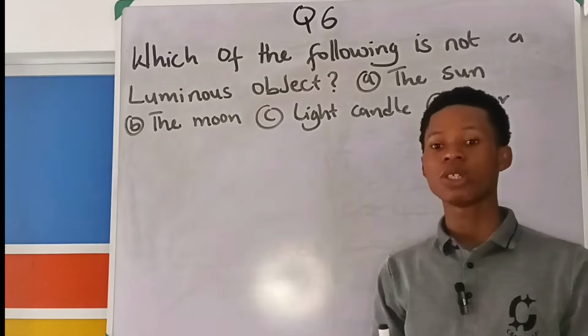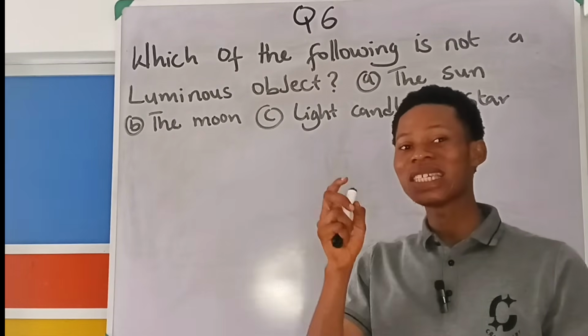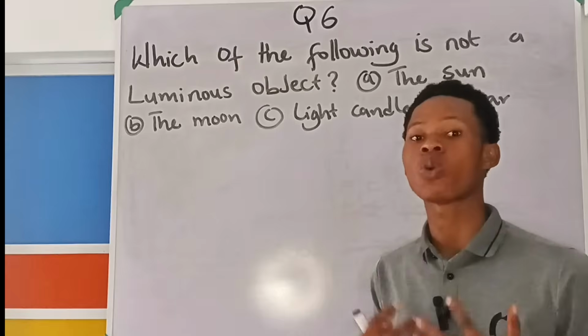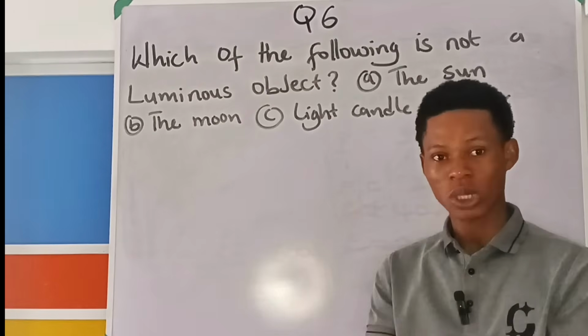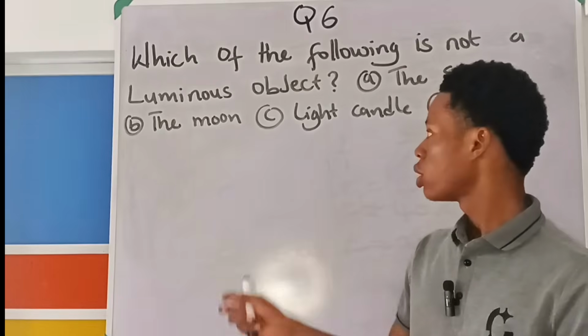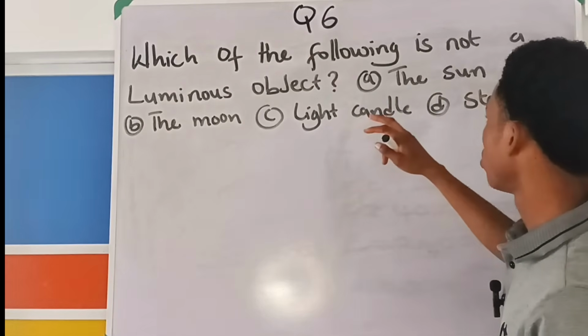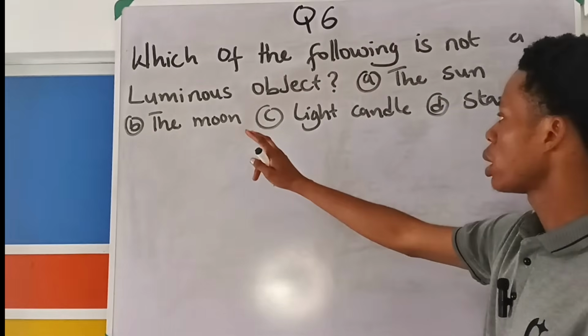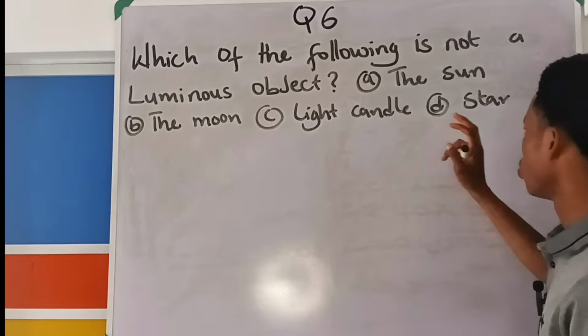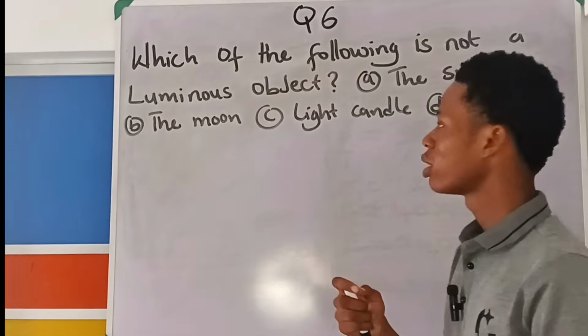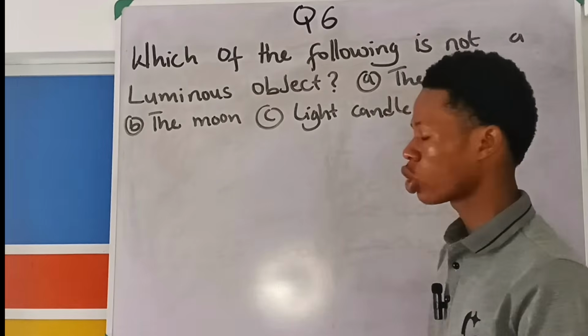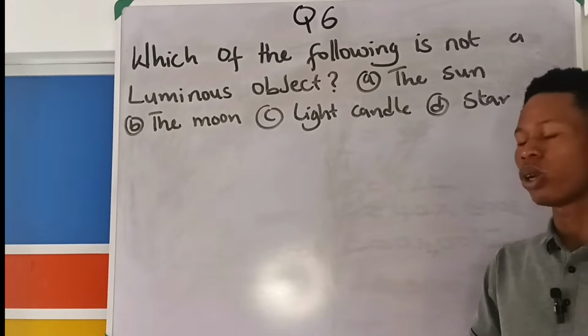A luminous object is any object that emits its own light, that gives out its own light. So that's a luminous object. Now A says the sun, B says the moon, C says light candle, D star. So which one is not a luminous object? Which one does not have its own light?